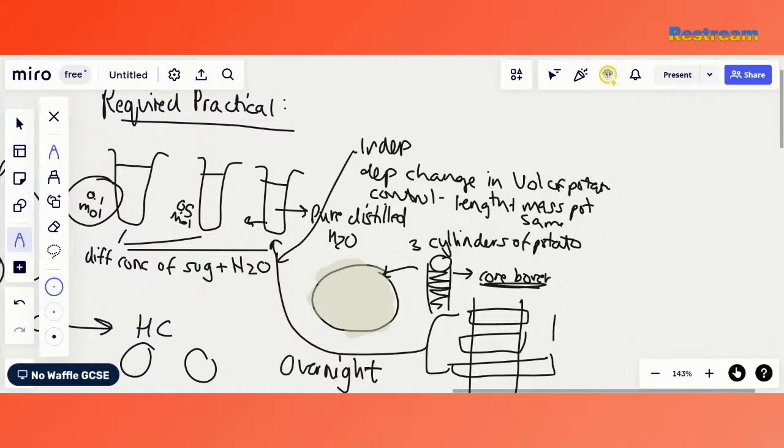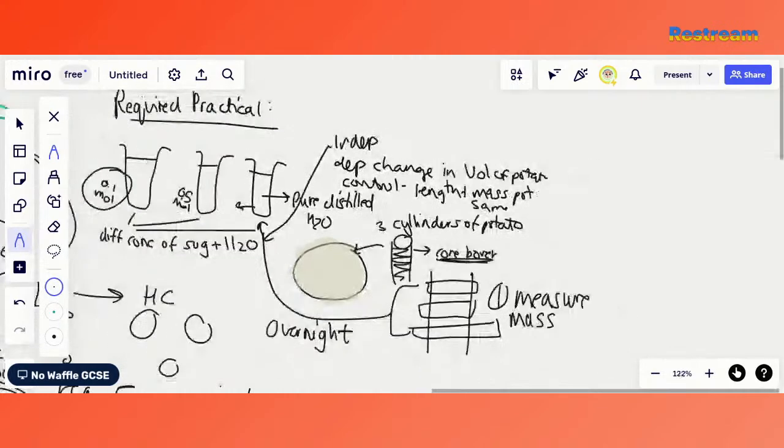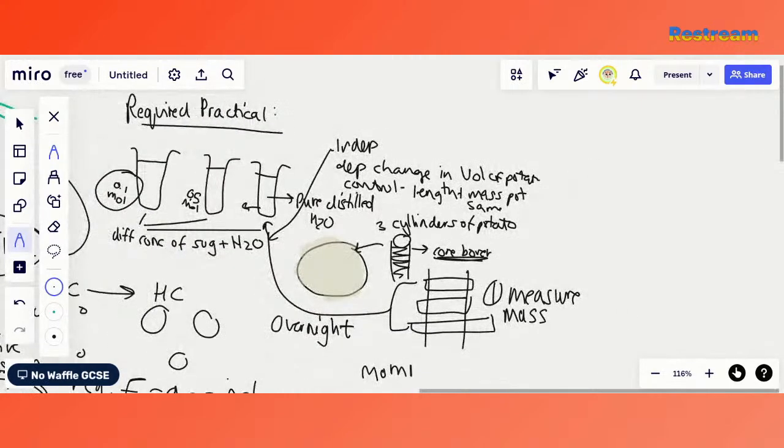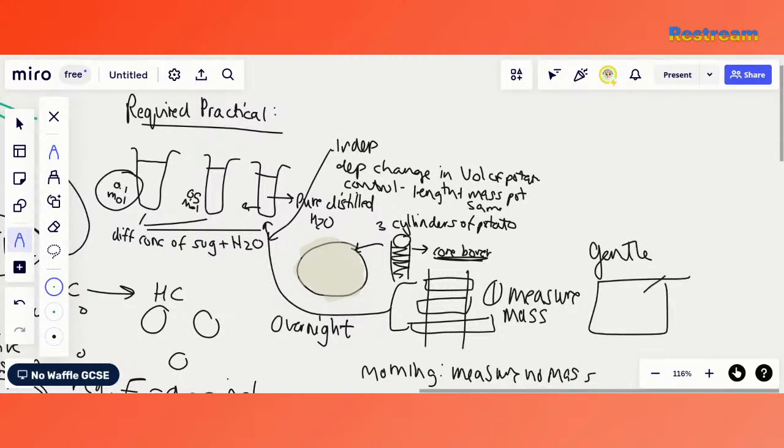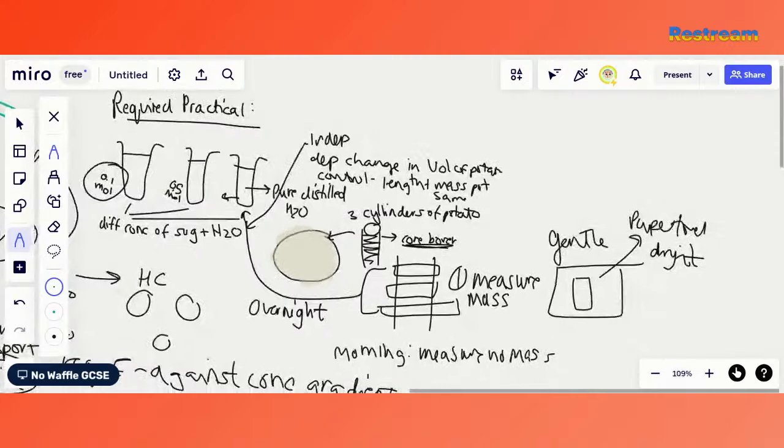Oh, and also measure the mass before you put them in, because we're measuring the change in mass. Then in the morning, you're going to measure the new mass. So you take it out of the solution, you gently use a paper towel to dry it, and then you measure the mass.